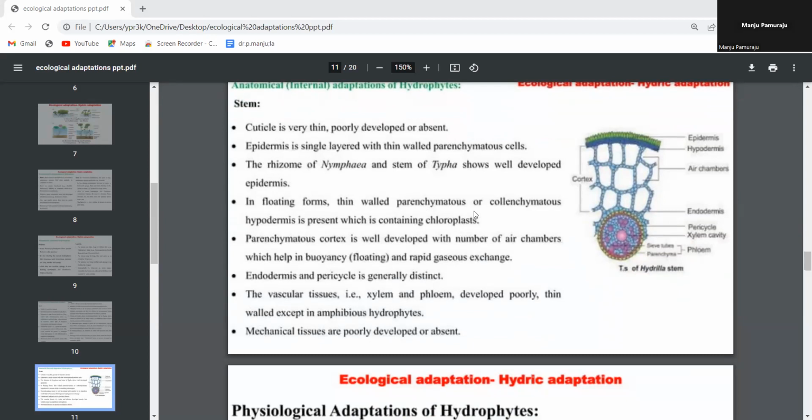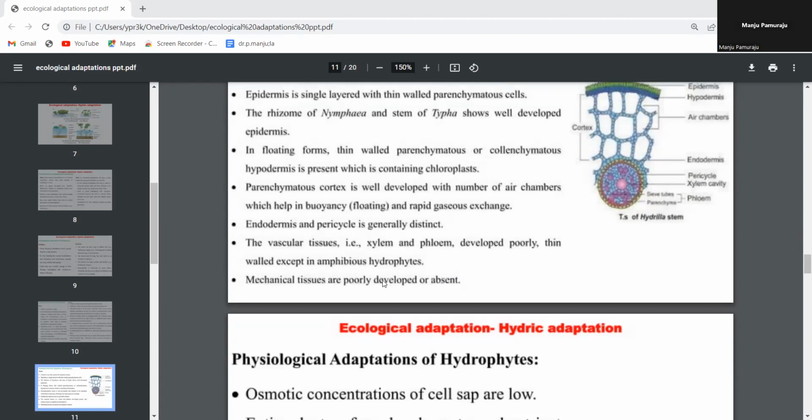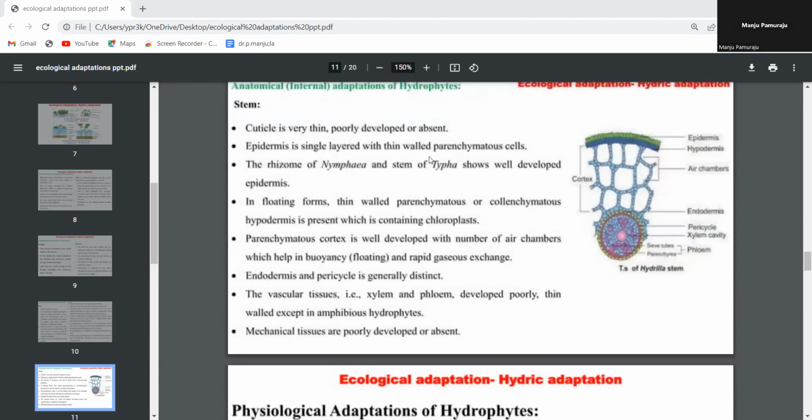In floating forms, a thin-walled parenchymatous or collenchymatous hypodermis containing chloroplasts is present. The parenchymatous cortex is well developed with a number of air chambers, which mainly help in buoyancy, that is floating or balancing in the water, and also rapid gas exchange. The endodermis and pericycle are generally distinct. The vascular tissues, xylem and phloem, are poorly developed and thin-walled except in amphibious hydrophytes. Mechanical tissues are poorly developed or absent, the root system is poorly developed, and the epidermis is single-layered and thin-walled.